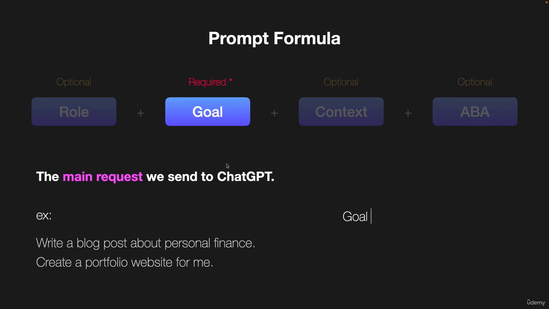This goal should be, first, clear and focused. So try to avoid using sentences or words that may confuse the main task. Try to keep it clear and focused on the main task. And second, try to use relevant keywords. For example, here we have a blog post about personal finance. Blog post, personal finance: all of these keywords are related to the main goal. Or create a portfolio website for me. The portfolio website are the keywords here.